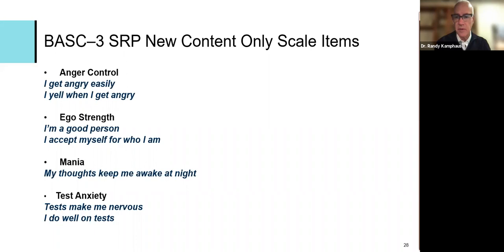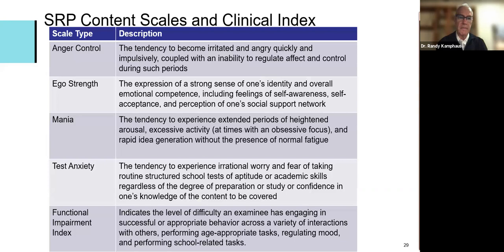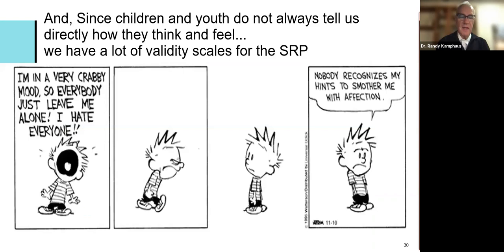Next slide, please. And here's a description of the scales and the functional impairment index that appears here again. Next slide, please. Kids are more or less capable of telling us how they feel. It's one of the reasons why teachers teach about emotions in school, to help kids recognize their emotions in order to better regulate themselves. Next slide, please.